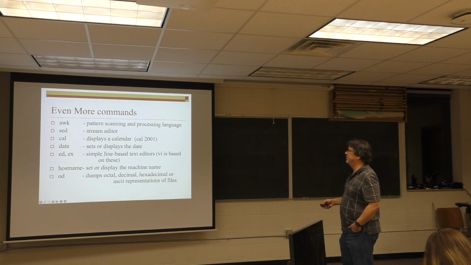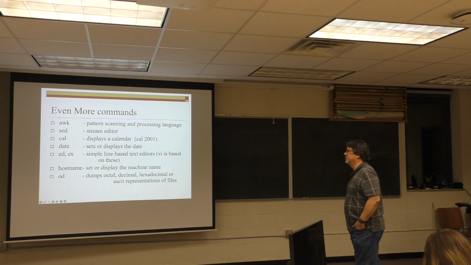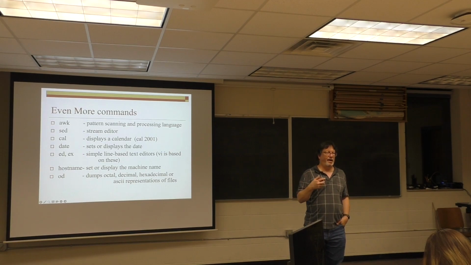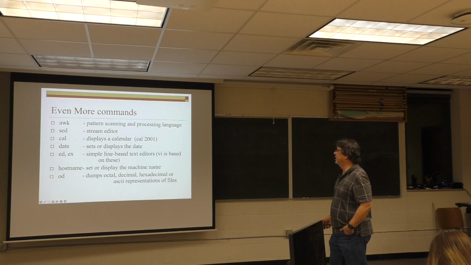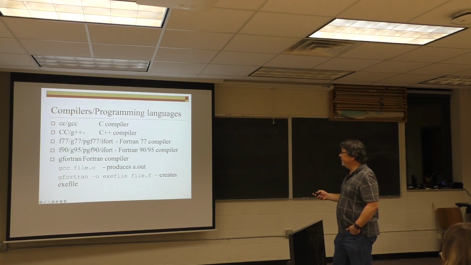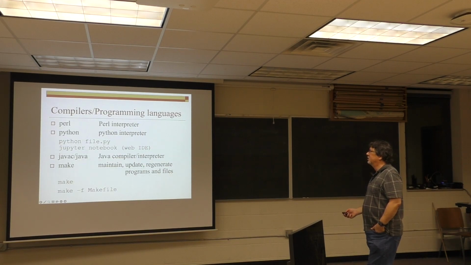The date command will tell you what date it is. That can be handy. hostname will tell you the name of the machine. od is something that I've used if I've got a file and I need to look at it, not in ASCII, but in like binary or something like that. You can use that to look at it in a different representation. Different compilers, again, I don't know that I really need to go through these. They are on the handout that you have.